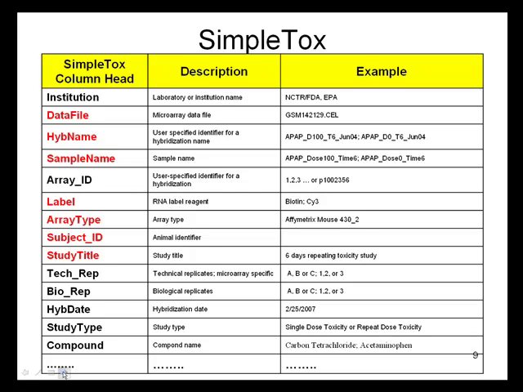This shows the SimpleTalk format. Obviously, a lot of the columns that come beyond that compound column are not shown here. The full format can be downloaded from the ArrayTrack website. The columns in red, data file, hyb name, sample name, label, array type, subject ID, and study title, are the required columns. Everything else is optional, but the optional columns would be useful in giving the animal information, in providing the clinical endpoint information, toxicological endpoint information, and so forth. So this is the type of file that a researcher would have to fill in before importing data in SimpleTalk format into ArrayTrack.